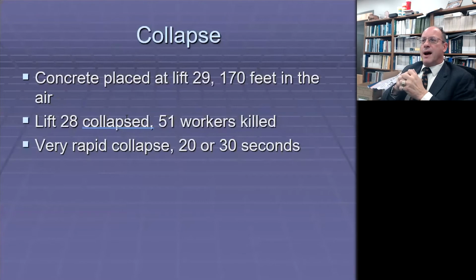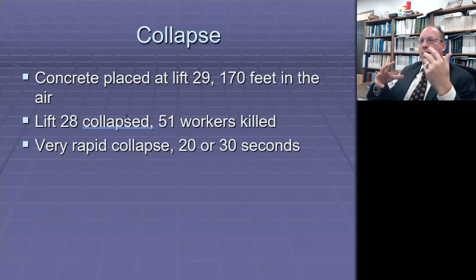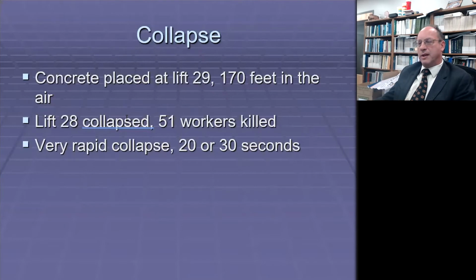So at lift 29, 170 feet in the air, there was the lift collapse and 51 workers were killed. Very rapid, in about 20 or 30 seconds. And it's been pointed out that in a later version of this form, they were not all connected together. But in this case, because everything was continuous, the part of the form that collapsed pulled the entire rest of the form around the cooling tower.